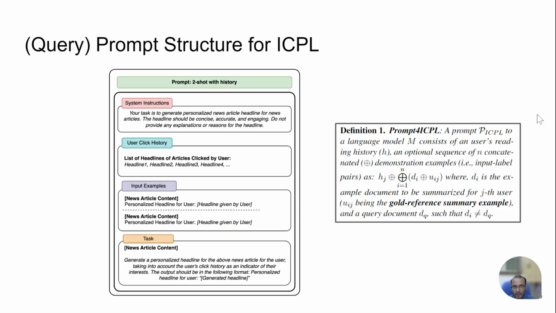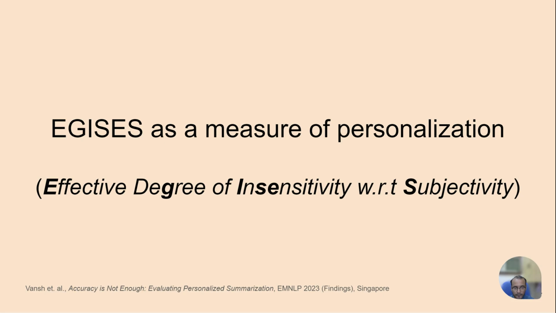This is how the prompt structure looks, where you have the system instruction, where you make it very clear what exactly is personalized summarization, and then you put in the user click history, and then you can put in the input examples, and then you provide the query document as the task.